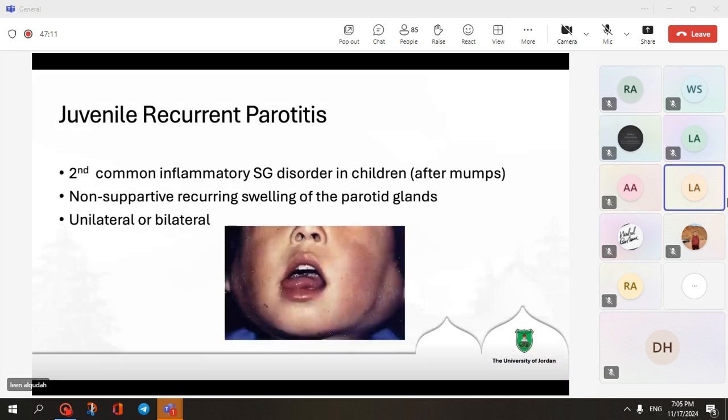Some people believe that juvenile recurrent parotitis may be of a genetic predisposition or a dental malocclusion, or may be associated with a congenital duct malformation or immunologic disorder. Till now, they don't know the specific etiology for this condition.